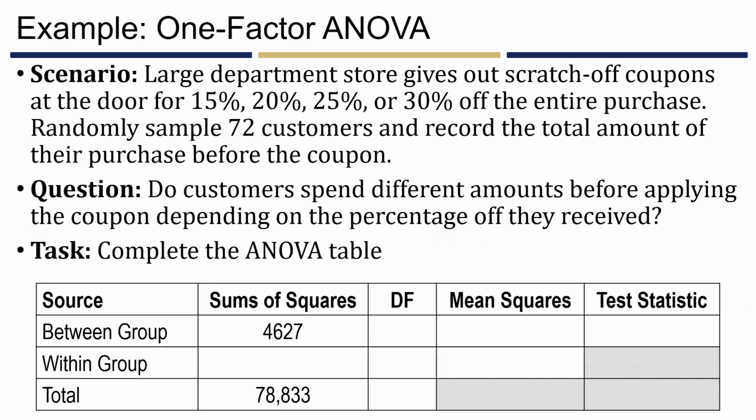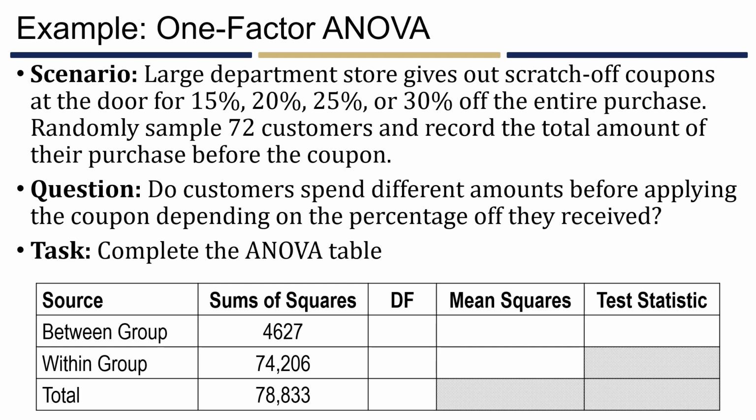Now, given the information that we have on this slide, we can actually fill in the entire ANOVA table. We know that the between group variation is 4,627. We know that the total amount of variability is 78,833. So subtracting the between group variation from the total gives us our within group variation of 74,206.